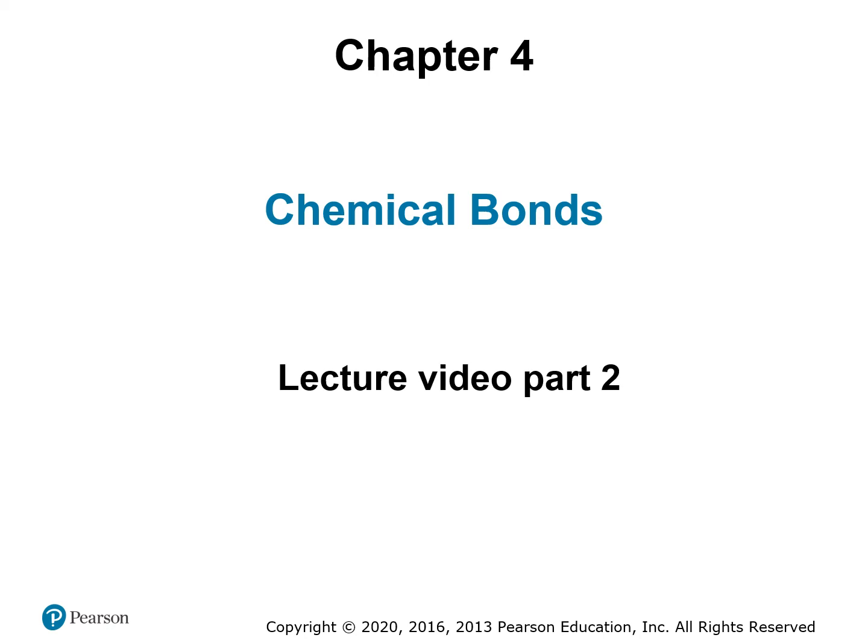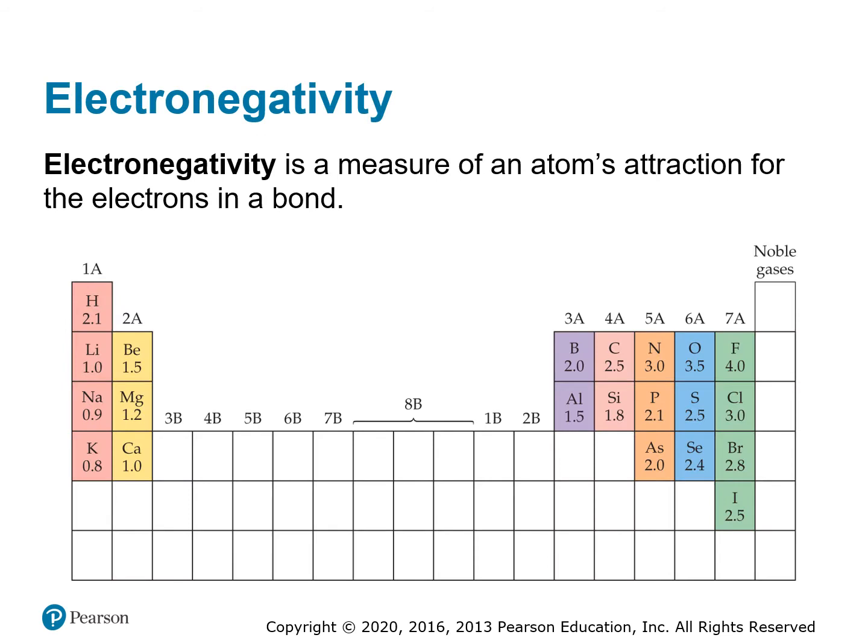This is the continuation of chapter 4, chemical bonds, part 2. So I talked about the chemical bonds, and I talked about single bonds, double bonds and triple bonds, and how the covalent molecules share these electrons.